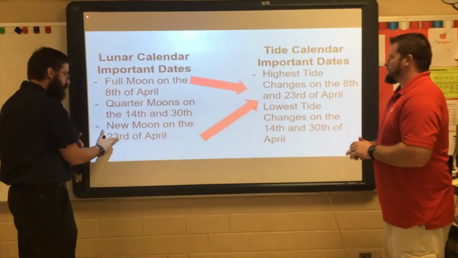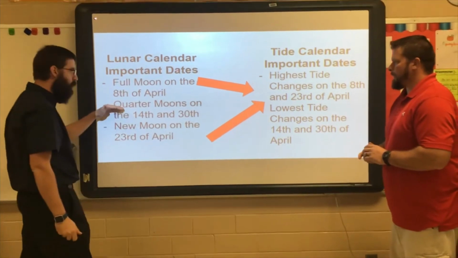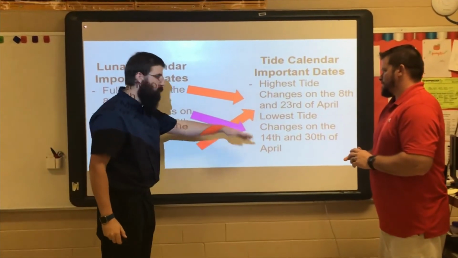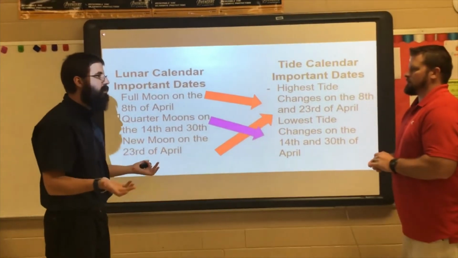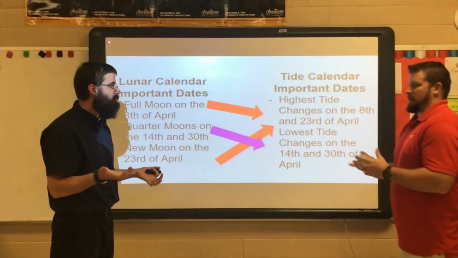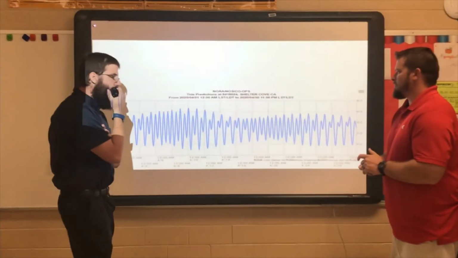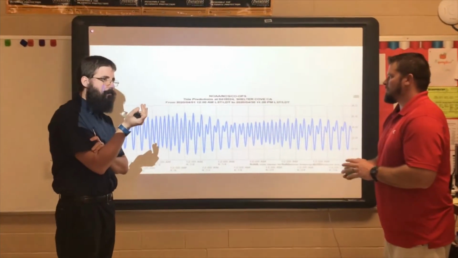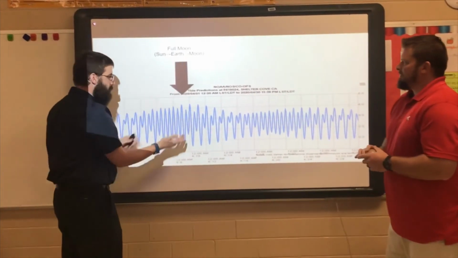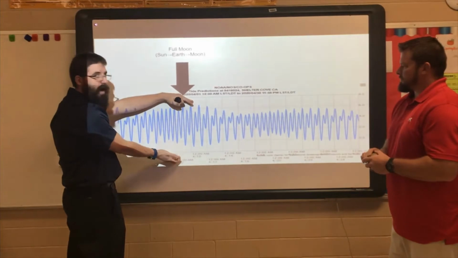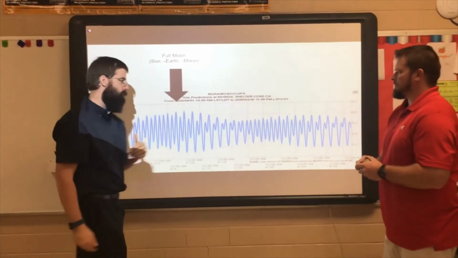The full moon and the new moon match up with our highest tide changes. And our quarter moons match up with the lowest tide changes. So we're showing here that the moon is connected with the tides. It's got to be something. But what's also interesting is, if the moon is connected, we should see something else. Because what I see here is, here's the full moon. It has the highest tide changes here at the full moon, when the moon is on the other side of Earth.